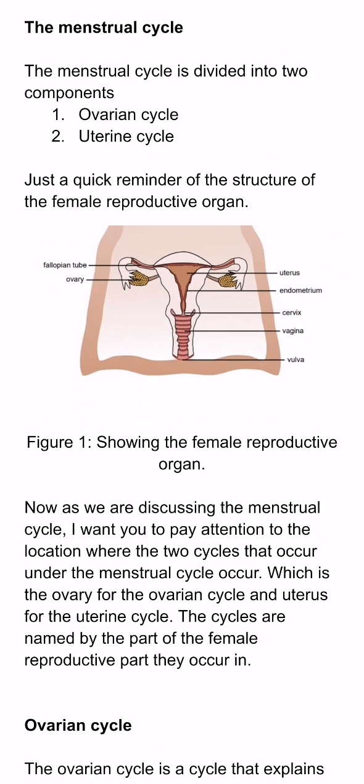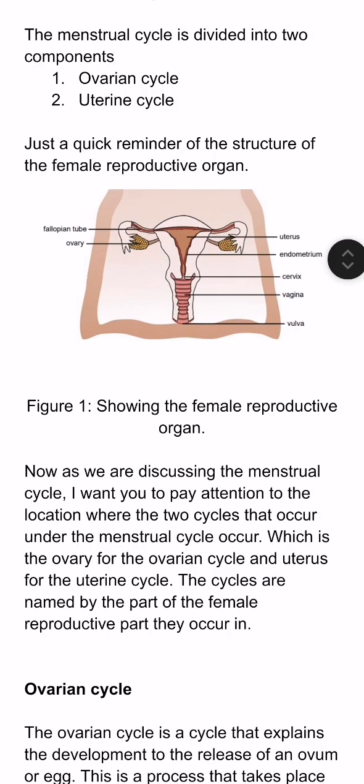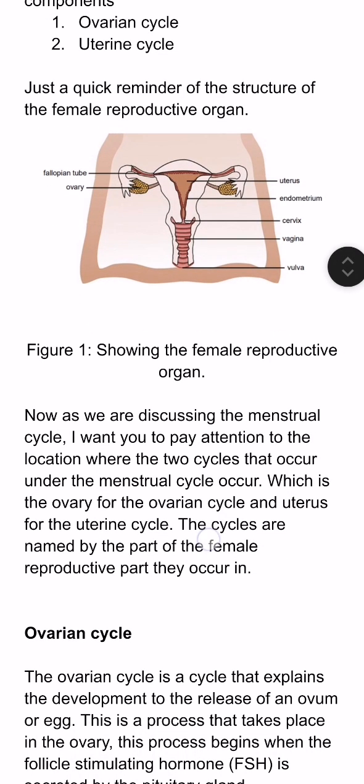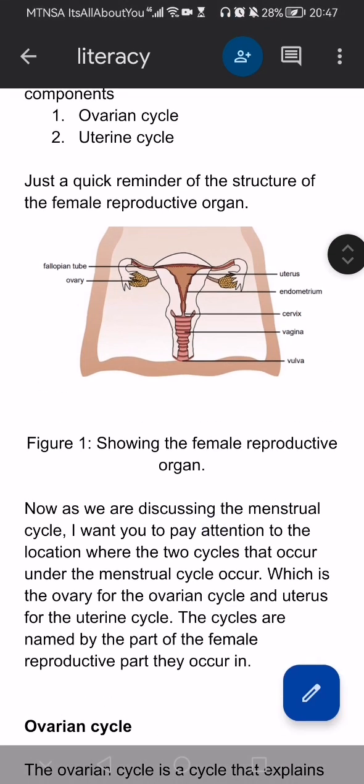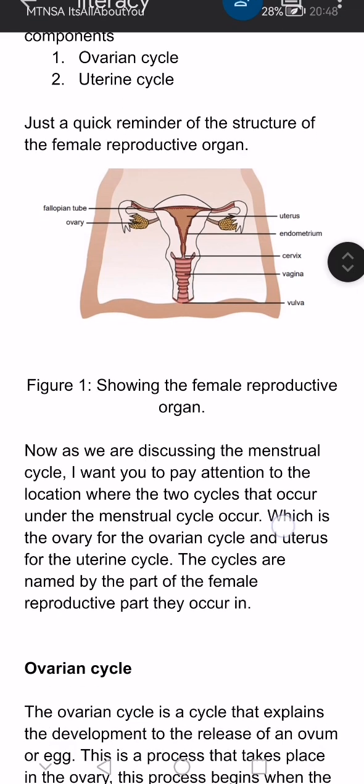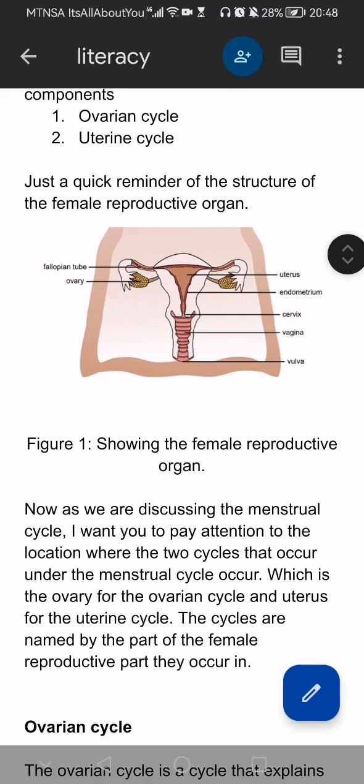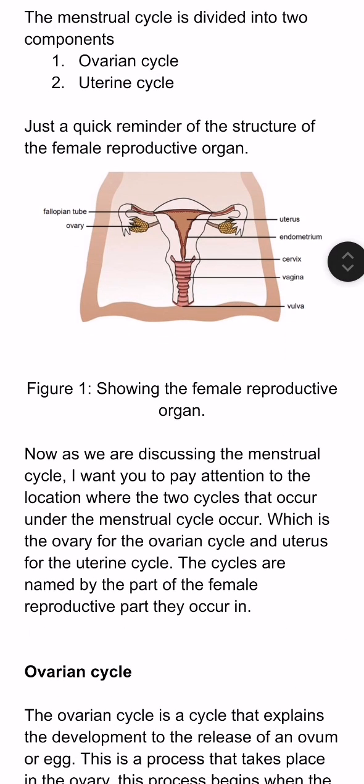This is just a quick reminder of what a female reproductive organ looks like. It looks like this. In particular, you have to consider the location in which these two cycles happen. The ovarian cycle will happen at the ovary, and the uterine cycle will happen at the uterus. So it's not that complicated. Even the names give you an idea of how to remember that.